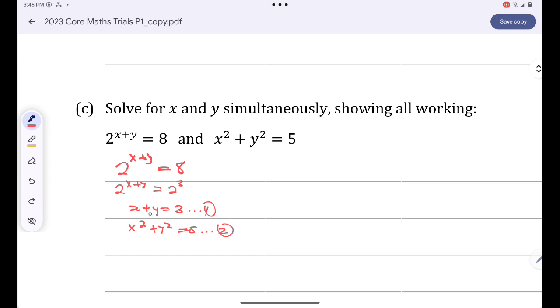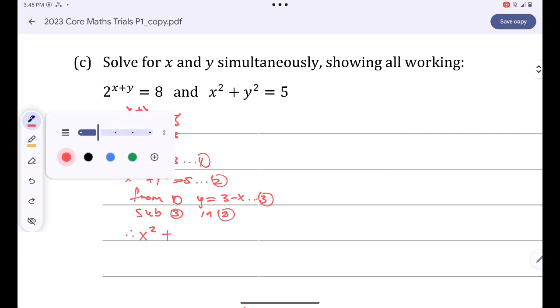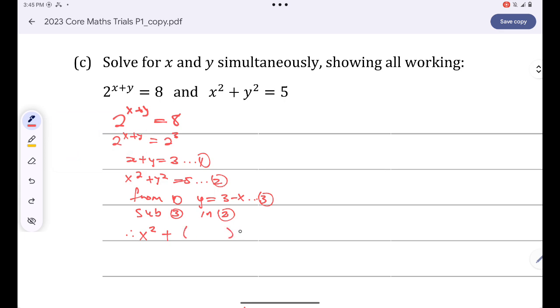Then I must just make one variable the subject of the formula. I'll simply say from the first equation, y is equal to 3 minus x. By doing this, I'm forming the third equation. I can therefore say substitute equation 3 in equation 2. I will therefore have x squared plus y squared is just equal to 5.